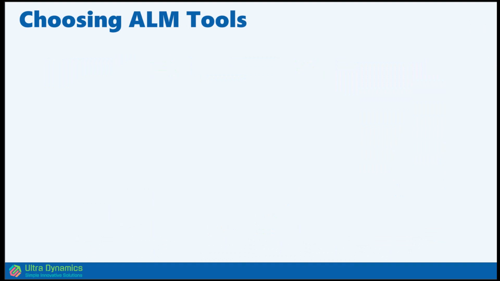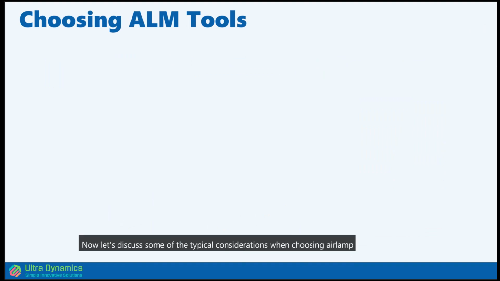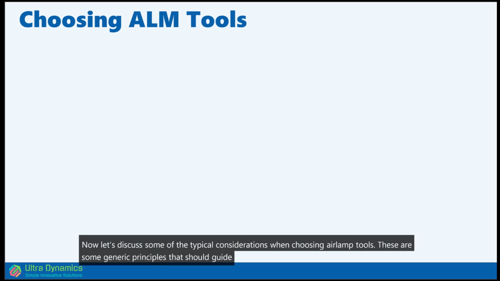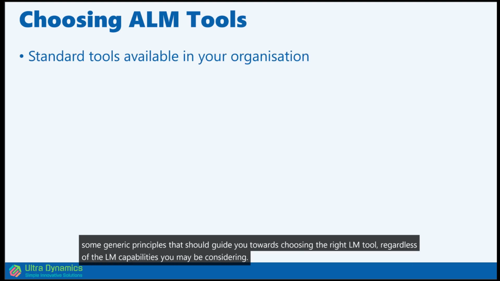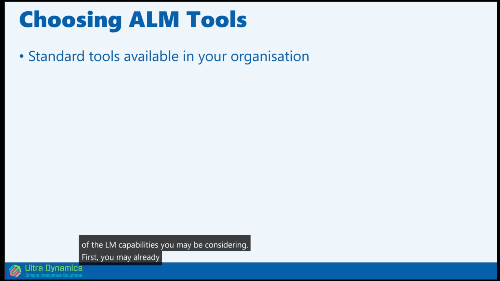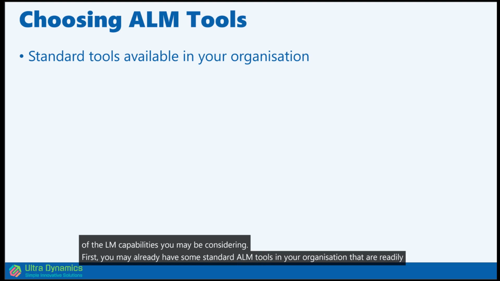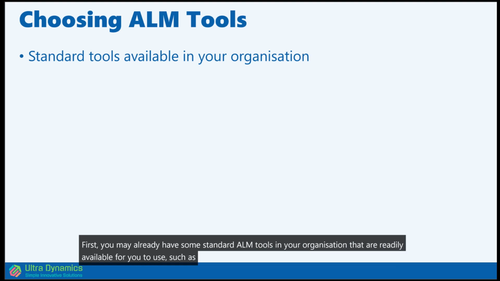Now let's discuss some of the typical considerations when choosing ALM tools. These are some generic principles that should guide you towards choosing the right ALM tool regardless of the ALM capabilities you may be considering. First, you may already have some standard ALM tools in your organization that are readily available for you to use, such as Azure DevOps or Jira. Consider using these in the first instance if they meet your requirements.